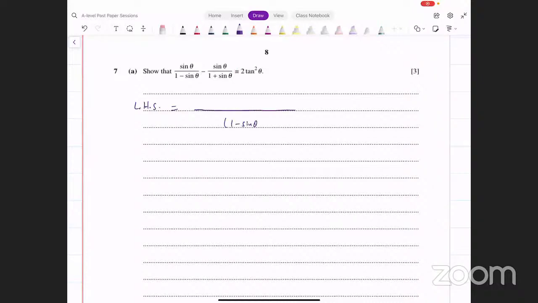1 minus sine theta into 1 plus sine theta. That's what you got in the denominator. In the numerator, we're going to have sine theta into 1 plus sine theta. इधर के उधर multiply होगा, इससे multiply हो जाएगा. Minus sine theta into 1 minus sine theta. All right, let's simplify this. We get sine theta plus sine square theta minus sine theta plus sine square theta. That's what we get in the numerator. Denominator में देखें हमारे पास क्या आ रहा है? 1 minus sine theta into 1 plus sine theta.